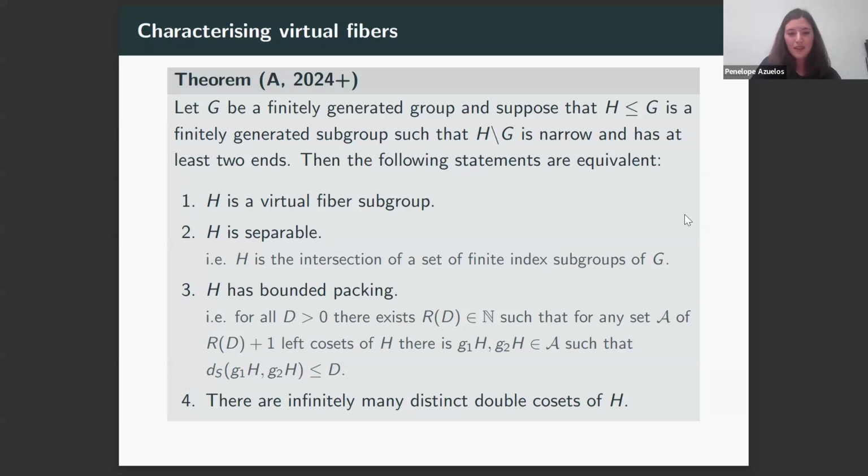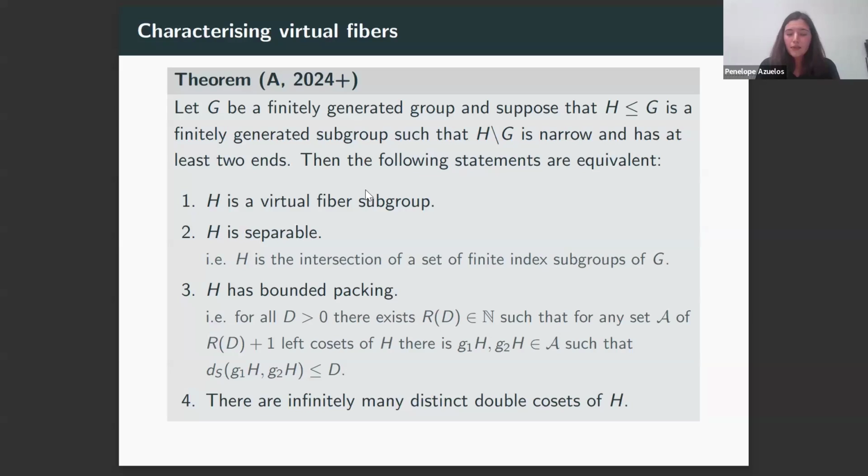So the last thing I wanted to mention is why in this case we still need something algebraic. Why is it that it's not enough to assume that G over H is narrow and has at least 2 ends? Can you not just get a virtual fiber subgroup from that? Maybe that seems like an unreasonable question, but a more reasonable question is, what if you strengthen this geometric condition? What if you say, okay, G over H is not just narrow, it's a quasi-line.